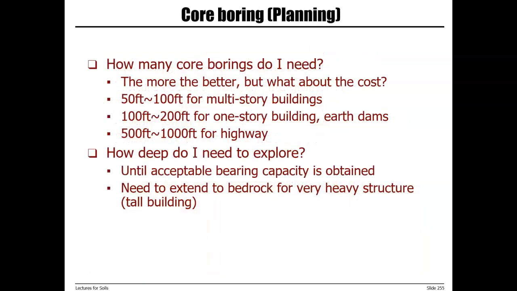With respect to planning for core boring, the number of borings that is required for a project can be different. Typically, for larger structures, the spacing between the borings is between 50 feet to 100 feet. For a smaller one-story building or earth dam, the spacing is usually between 100 feet to 200 feet. And for highway projects, it can go up to 500 to 1,000 feet.